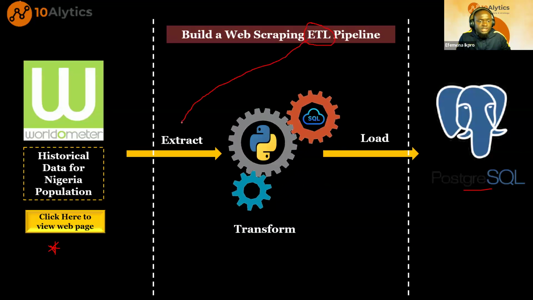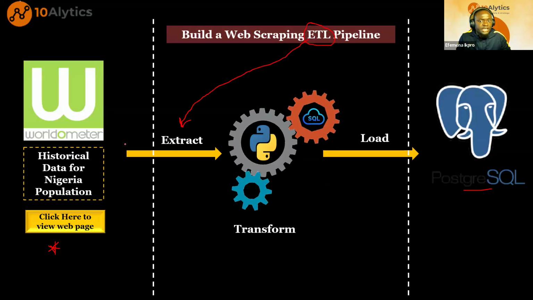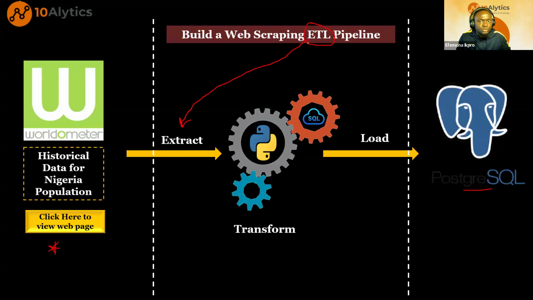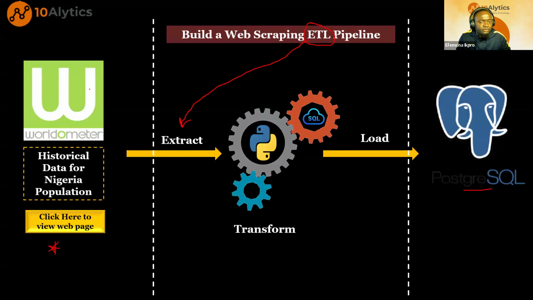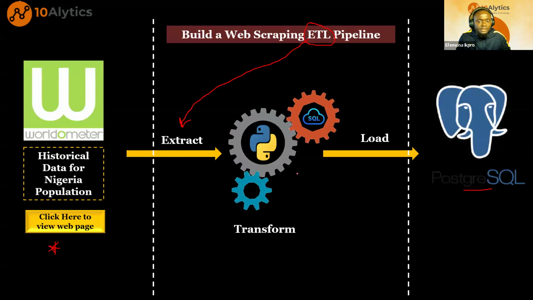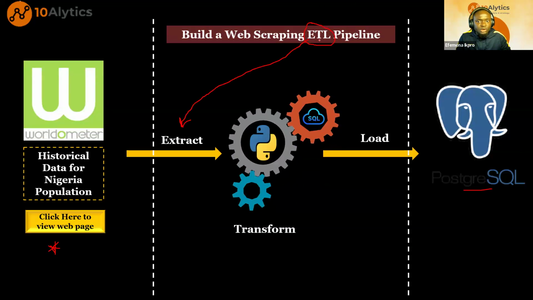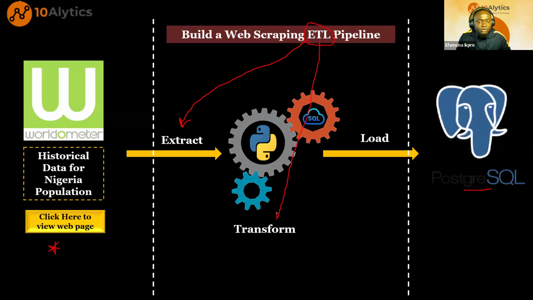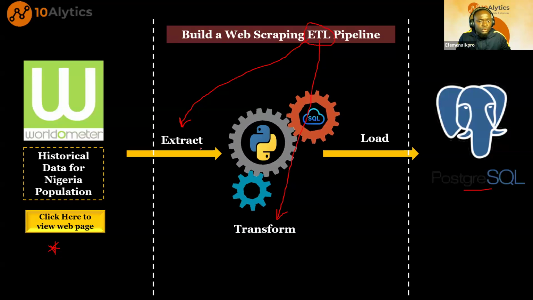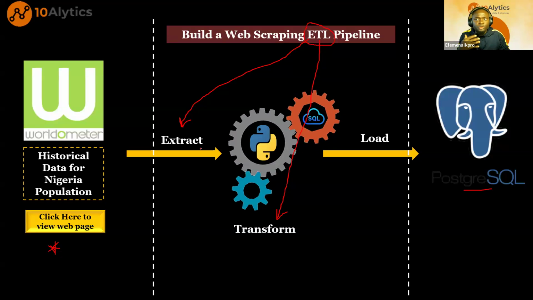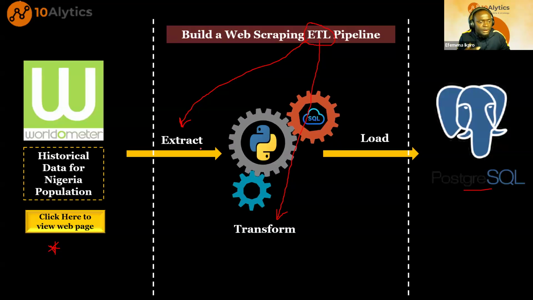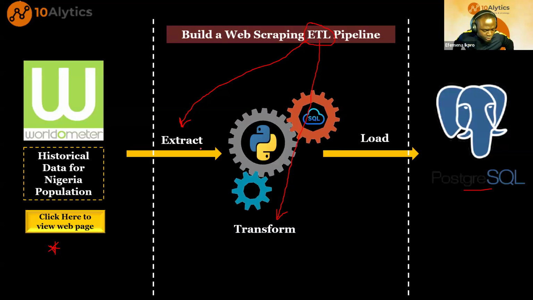E stands for extract. We need to extract the data from the website. Secondly, the T is for transform. When you're extracting data, it's just like you going to the market. You want to go and buy raw rice.